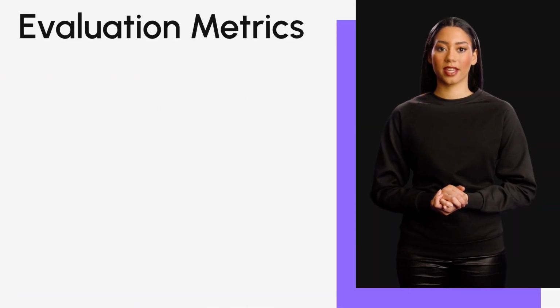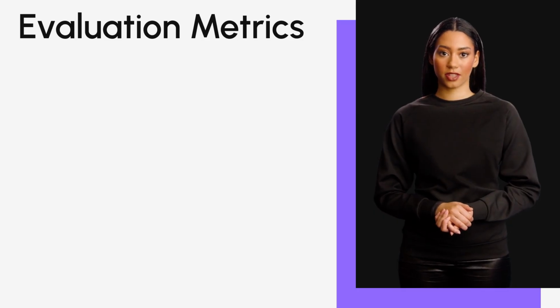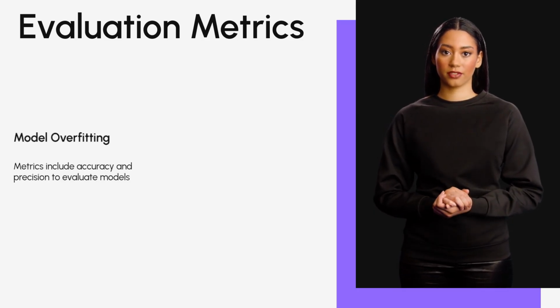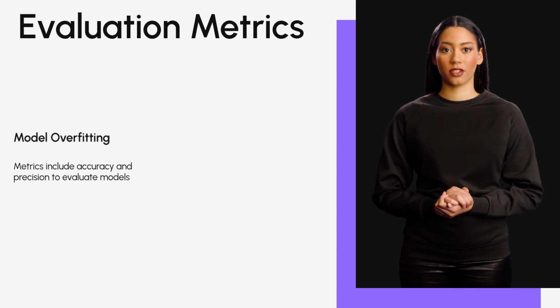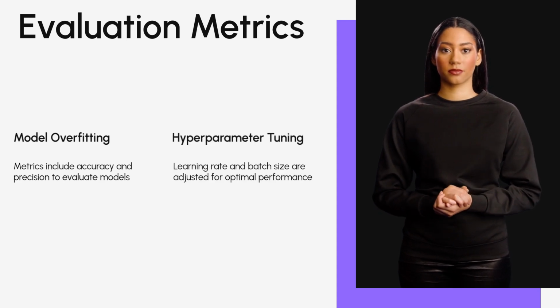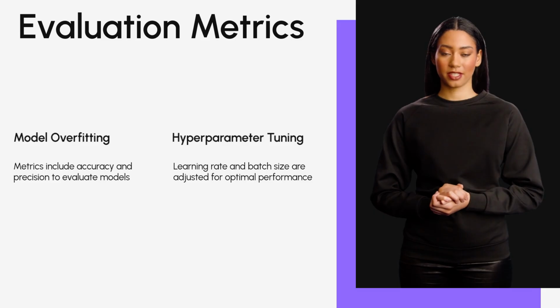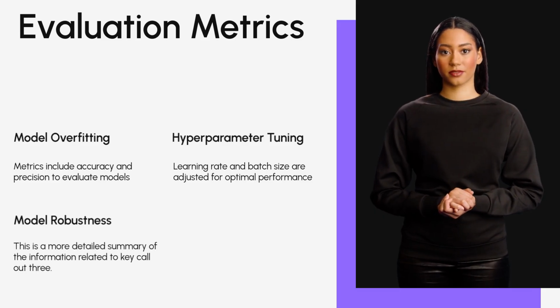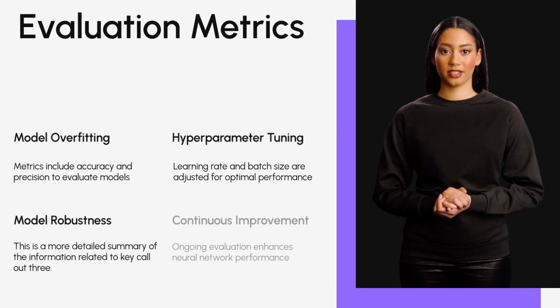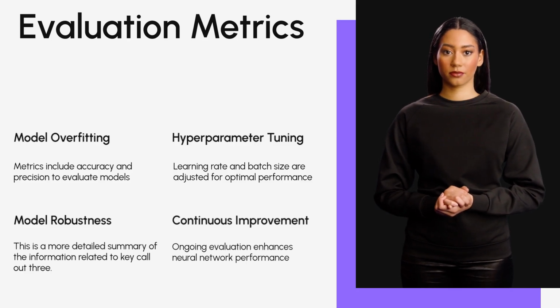Evaluation uses metrics like accuracy and precision. Cross-validation and early stopping prevent overfitting. Hyperparameters like learning rate and batch size are tuned. Regularization techniques like dropout enhance model robustness. Continuous evaluation guides improvements in network performance.